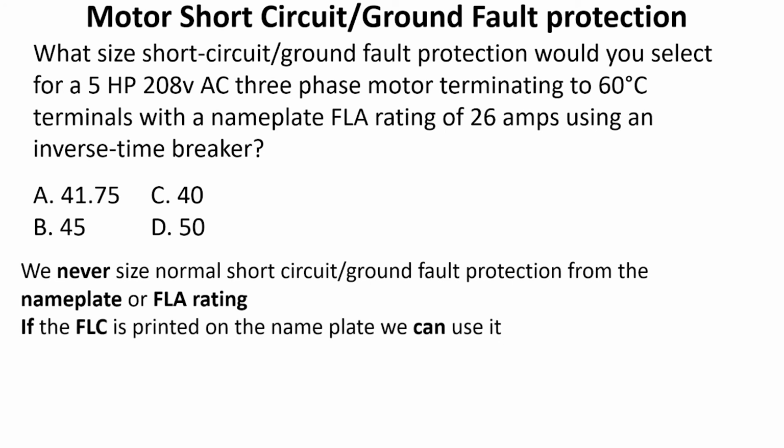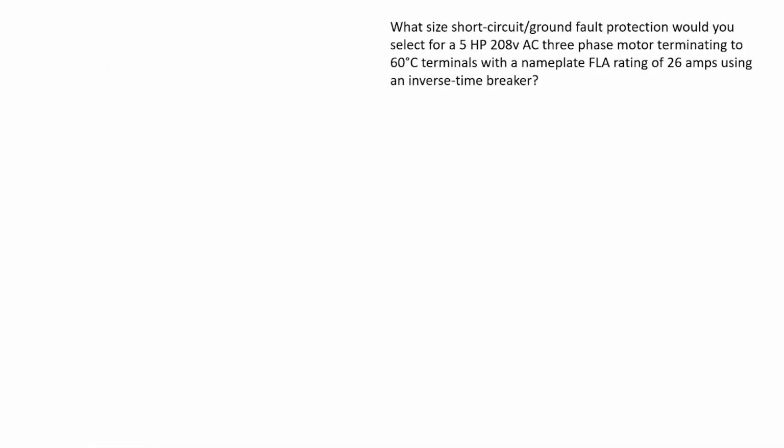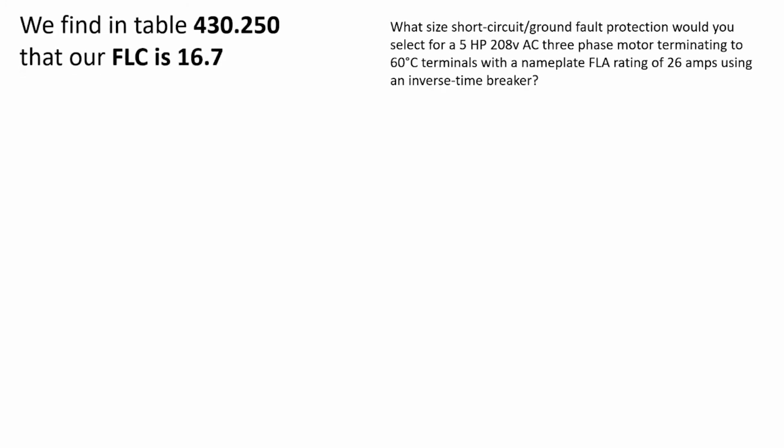If the FLC is printed on the nameplate, we can use it. So the first thing we do is find what our FLC is, and we flip to our FLC tab. Okay, so we find in table 430.250 that our FLC is 16.7 amps.